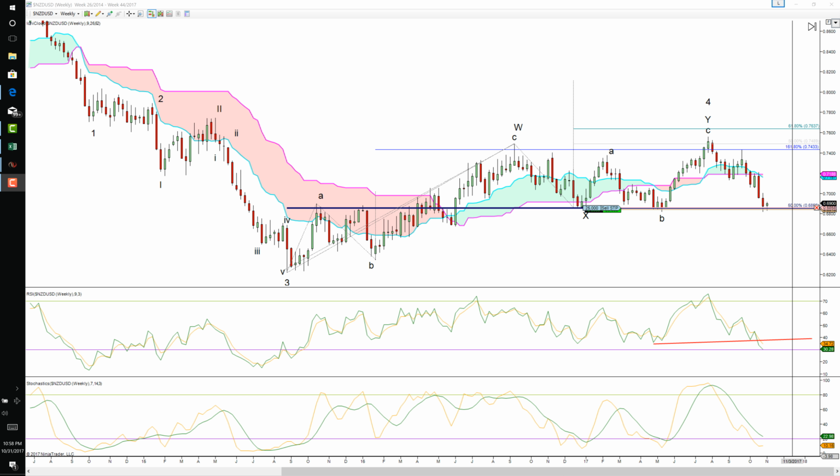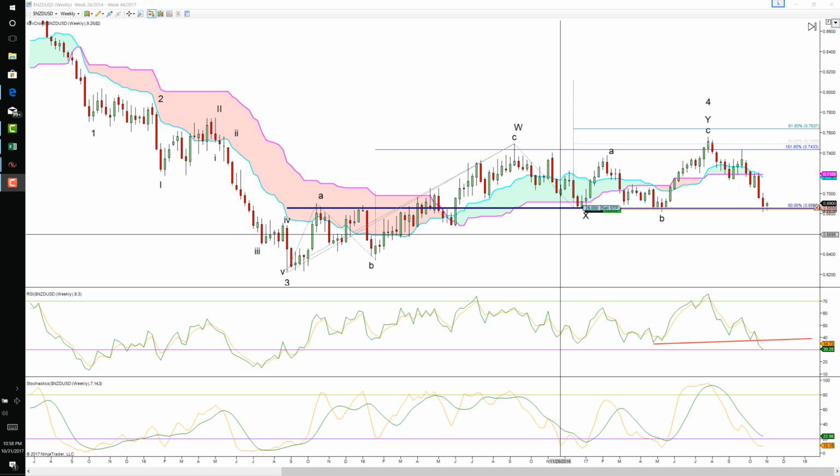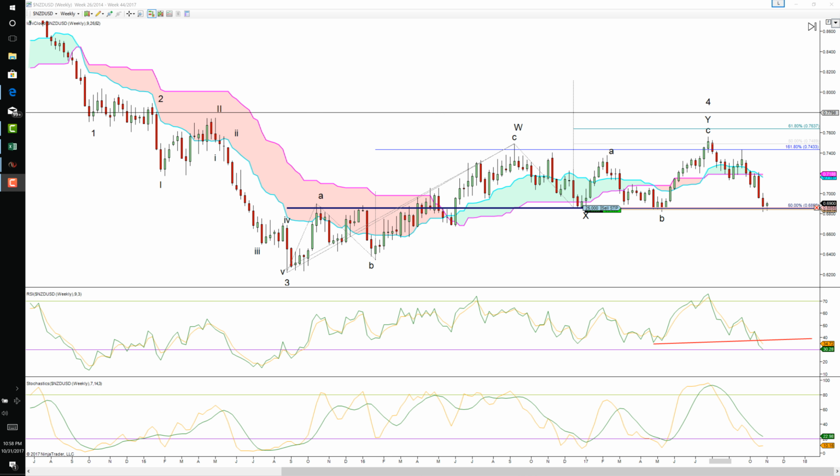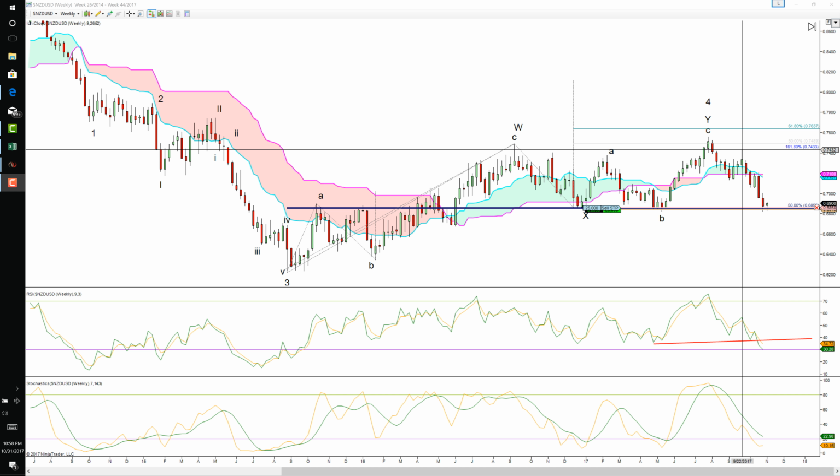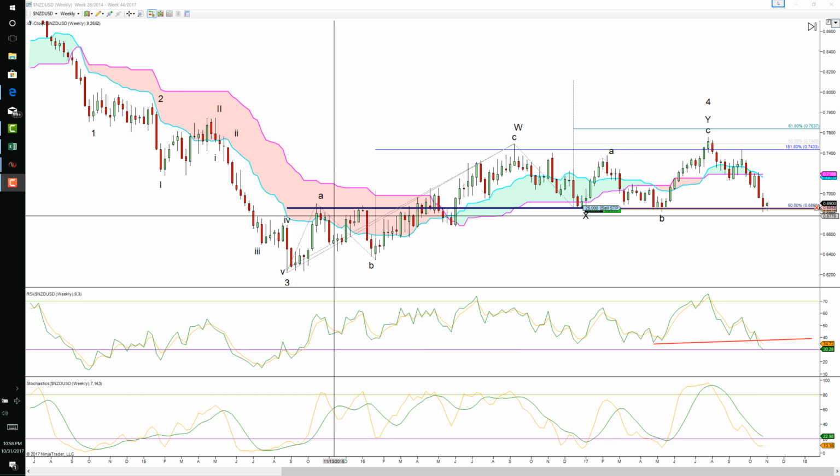Alright everyone, good evening. It's 11 o'clock at night Pacific, and I'm going to get started real quick on the New Zealand dollar. This is the weekly, and as you can see, I have a three-wave move down here, a W, X, and a Y. Right now you can count this as a 1, 2, and then we are currently in wave 3, and I do not believe that wave 3 is complete.